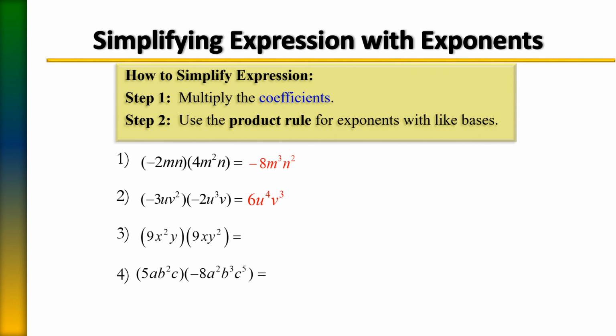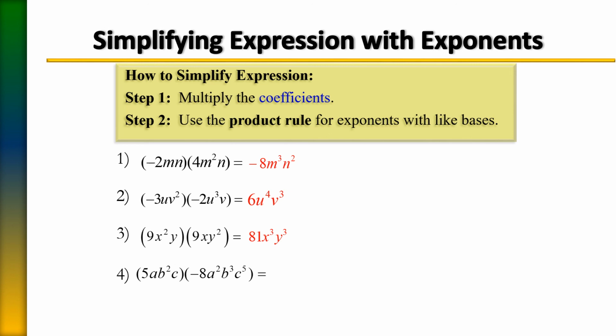Number 3, let's multiply our coefficients. 9 times 9 is 81. Now let's see what goes behind the 81. Let's add our x's. 1 plus 2 is going to give me x to the 3rd power. Let's add our y's. Again, 1 plus 2 is going to give us 3. So our final answer is 81 x cubed y cubed.